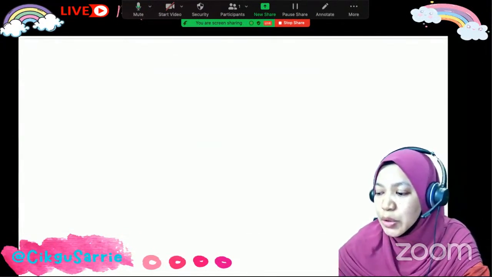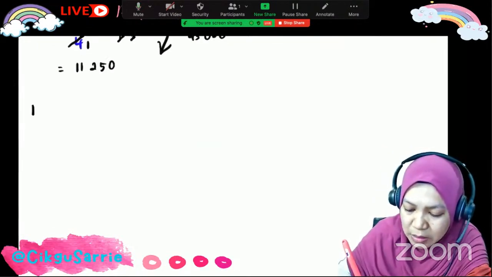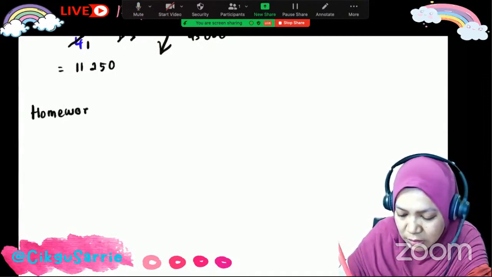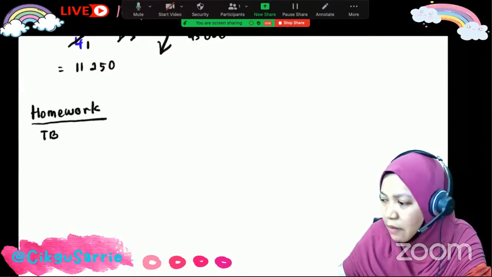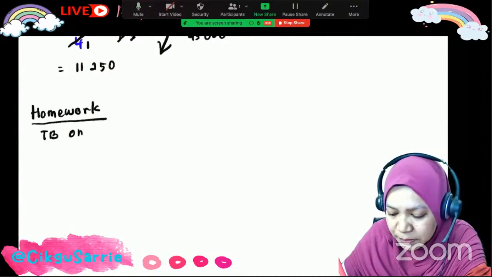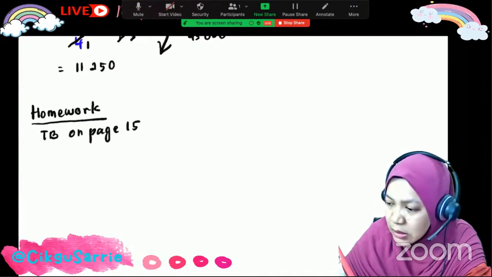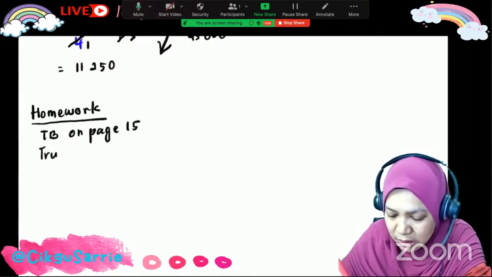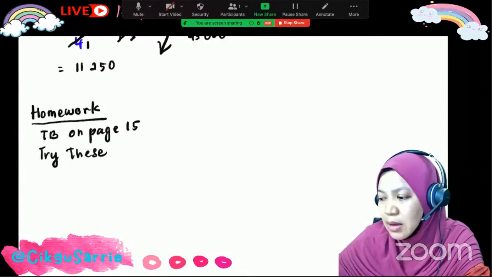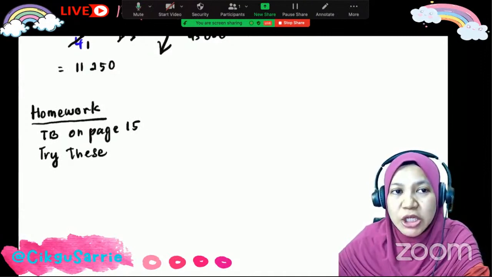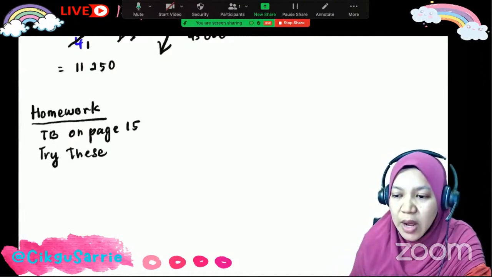After this, for this topic, your homework will be from the textbook, on page 15, under try this. You can photostat that picture and paste it into your exercise book. Okay, we're done for estimation.